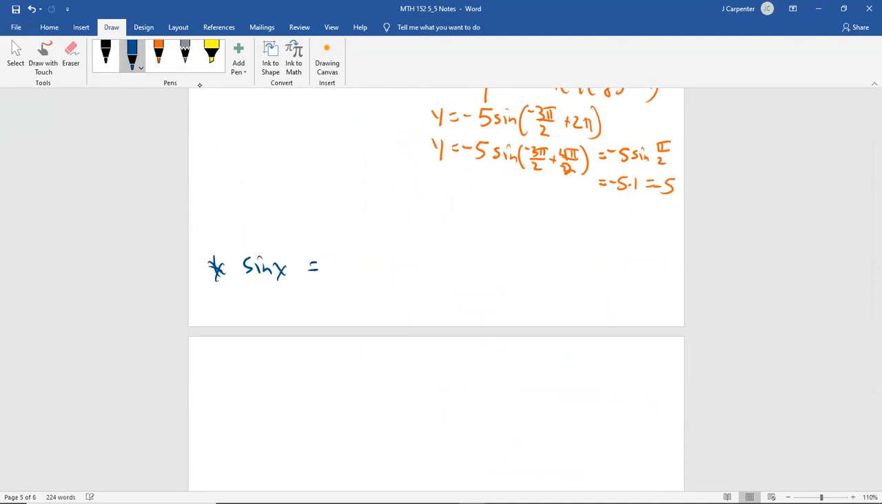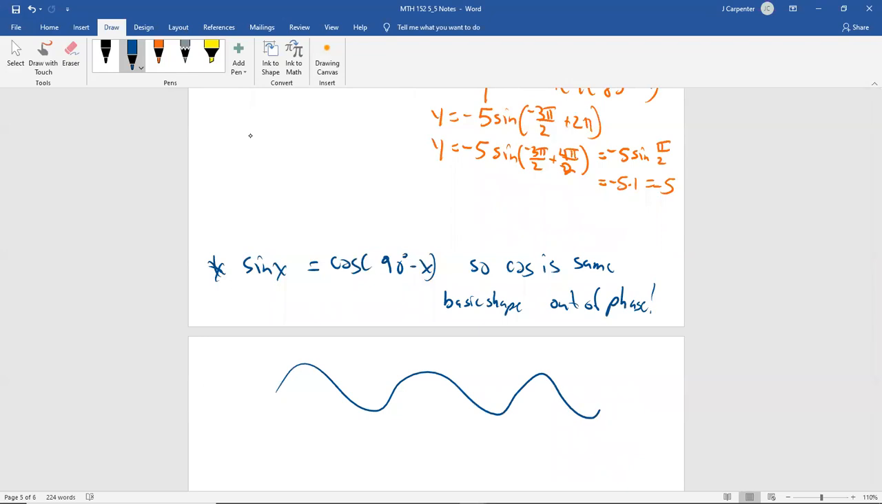The sine of x is the same thing as the cosine of 90 degrees minus x. So cosine is the same basic shape out of phase. It has a shift to it basically, but because of this minus and the 90, the shifting is too weird to do it that way. So we don't do it that way. And that minus also kind of adjusts the graph a little bit, but the same wave pattern, this shape, if you kept drawing it over and over, you wouldn't even be able to tell whether it was a sine or a cosine.